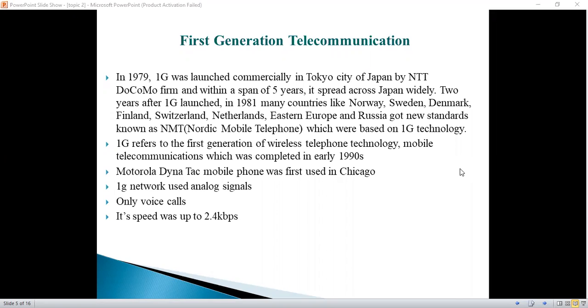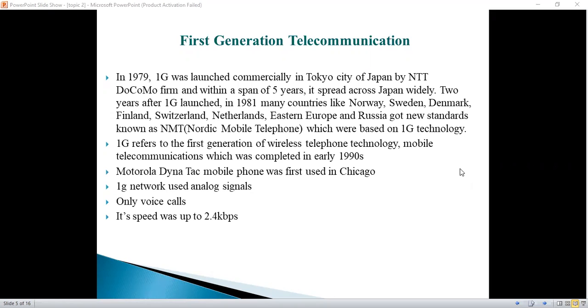Then there was NMT, that is Nordic Mobile Telephone, which spread this 1G in many countries in 1981.